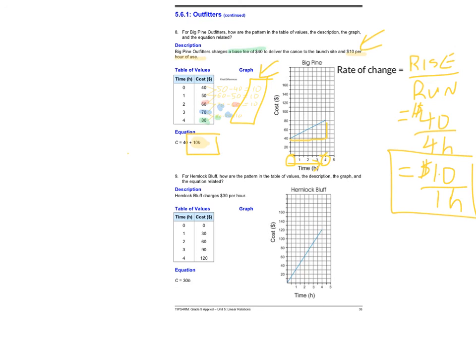This means that our base fee is our initial value, our cost at 0 hours, and the starting point of our graph, and that our cost per hour is our first difference, our rate of change, and the amount multiplied by h in our equation.